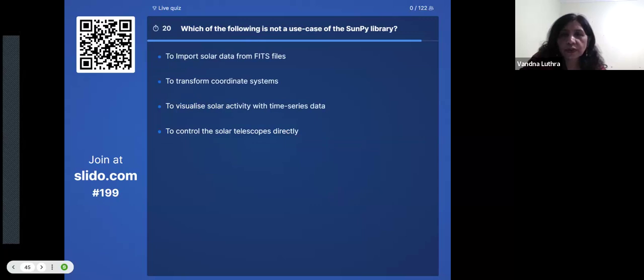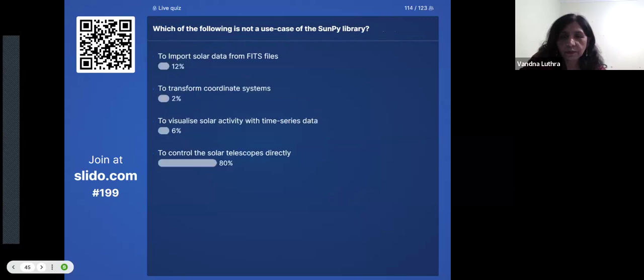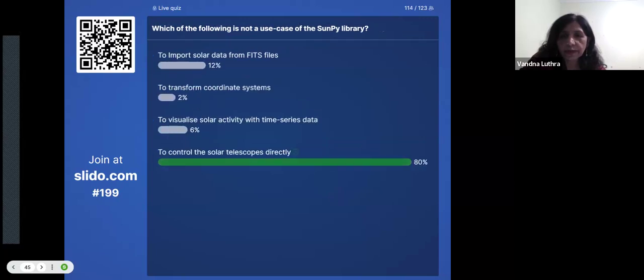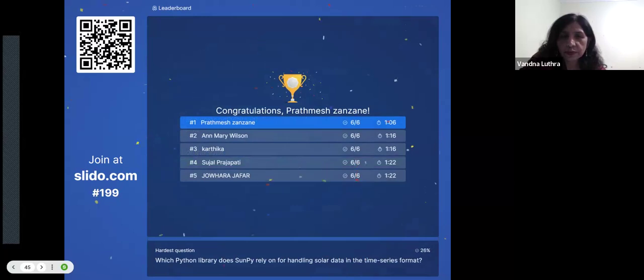Which of the following is not a use case of the SunPy library? To import solar data from FITS file, to transform coordinate systems, to visualize solar activity with time series data, to control solar telescopes directly. Correct answer by 80%. That is good.